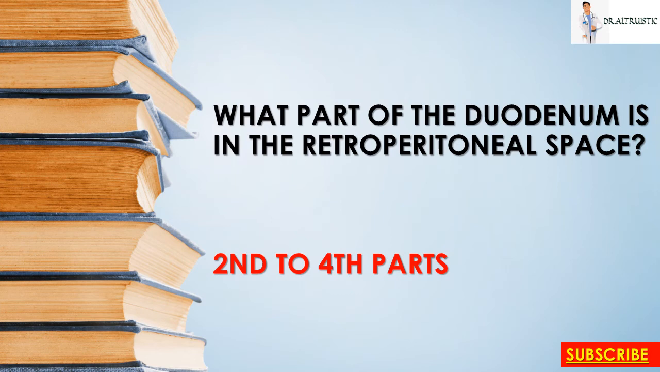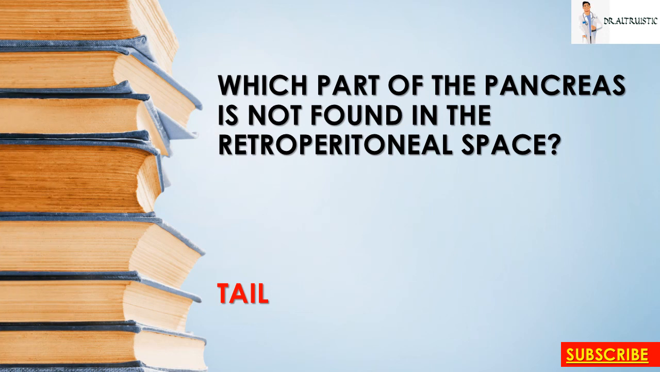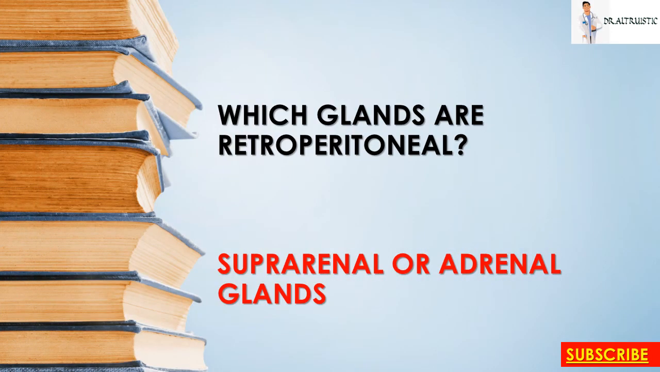What part of the duodenum is in the retroperitoneal space? Second to fourth parts. Which parts of the colon are retroperitoneal structures? Descending and ascending colon. Which part of the pancreas is not found in the retroperitoneal space? Tail. Which glands are retroperitoneal? Suprarenal or adrenal glands?